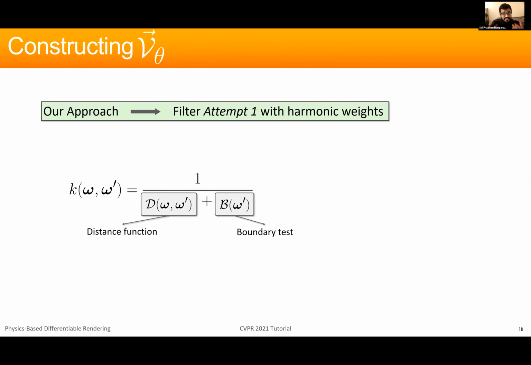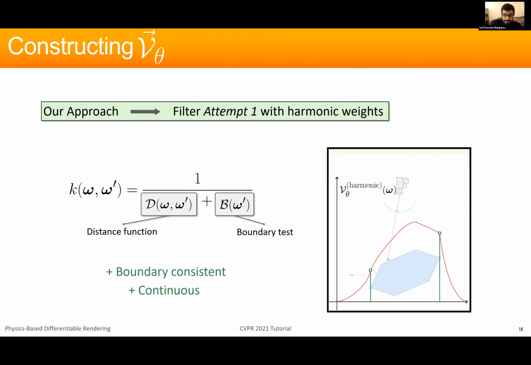Now, using this idea, you can design convolution weights based on harmonic interpolation. Harmonic weights are just the inverse of the distance between two points. However, instead of using just distance, we pad it with our implicit boundary function. Effectively, this means that the contribution of a boundary point approaches infinity as the sample point approaches the boundary. That weighting scheme now produces a field that is both boundary consistent and continuous.